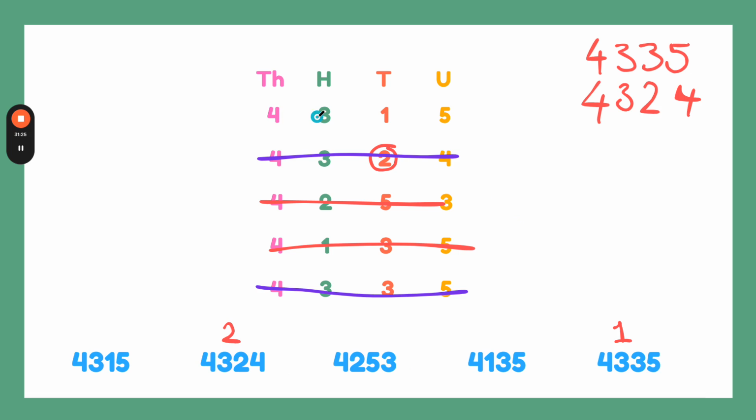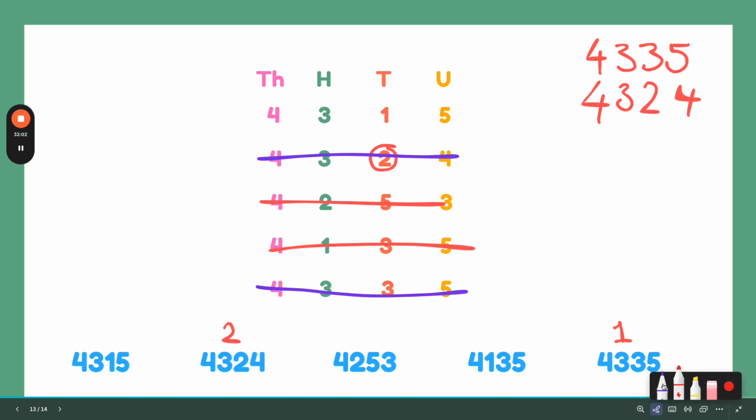which means the next largest would be this number, 4,315, because again, they all have a 4, and only these two numbers had the 3 in, which means we're only concerned with looking at the numbers that have the 3 in the hundreds column. And we're done with this number and this number, so we're left with this as our next largest, which is 4,315.